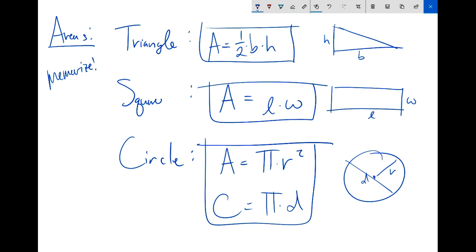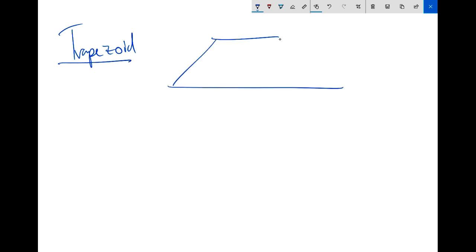So has everyone got those written down? Okay. So then for the trapezoid. Trapezoids are quadrilaterals with two parallel sides, but the other two are not parallel necessarily. And in a trapezoid, you have two bases, base 1 and base 2, and then you have a height.